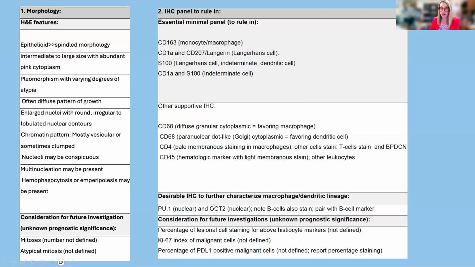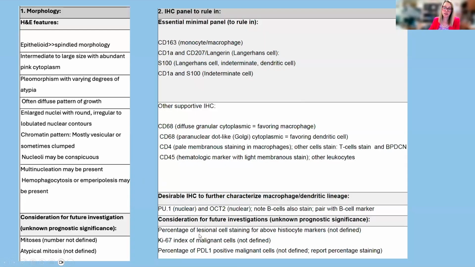So really consider getting that worked up in your lab. Of course, it's also a transcription factor for B cells, so you have to always pair this with other B cell markers along with OCT2 to make sure you're not dealing with a B cell malignancy.